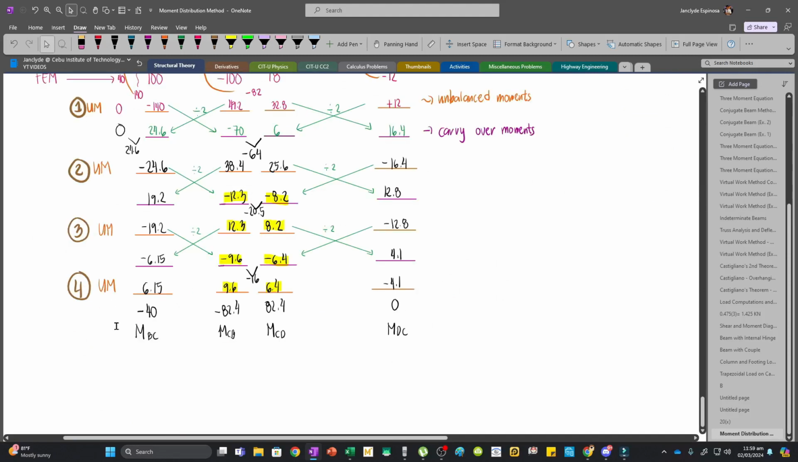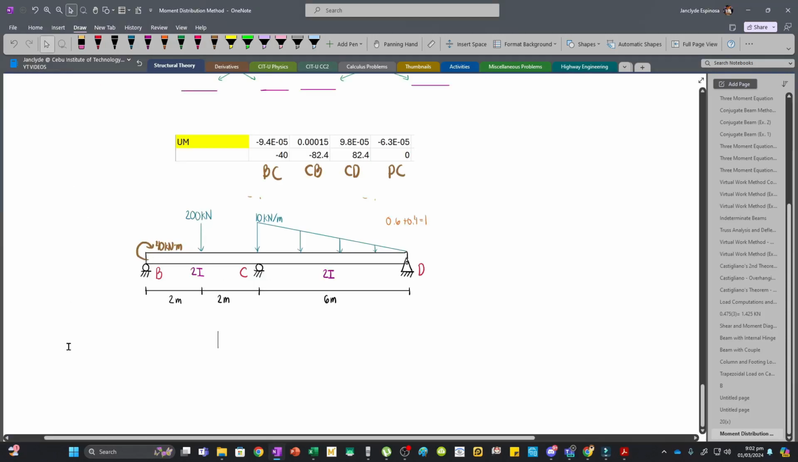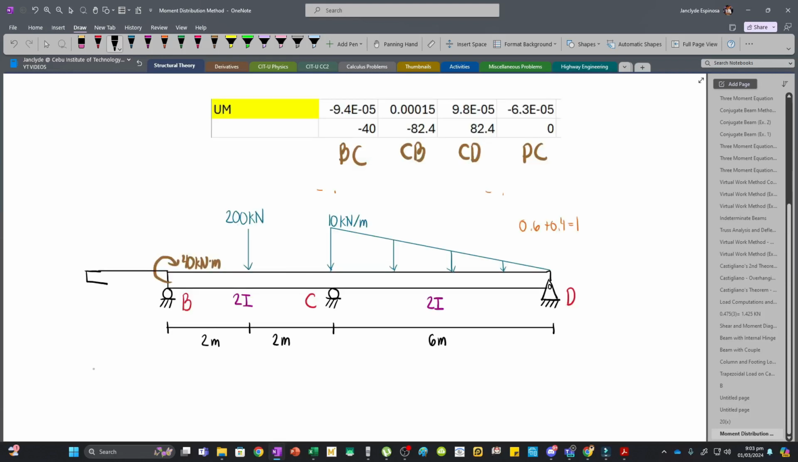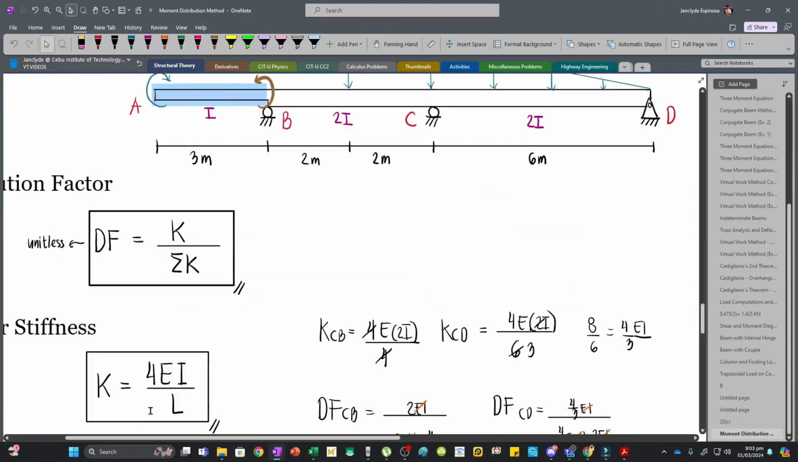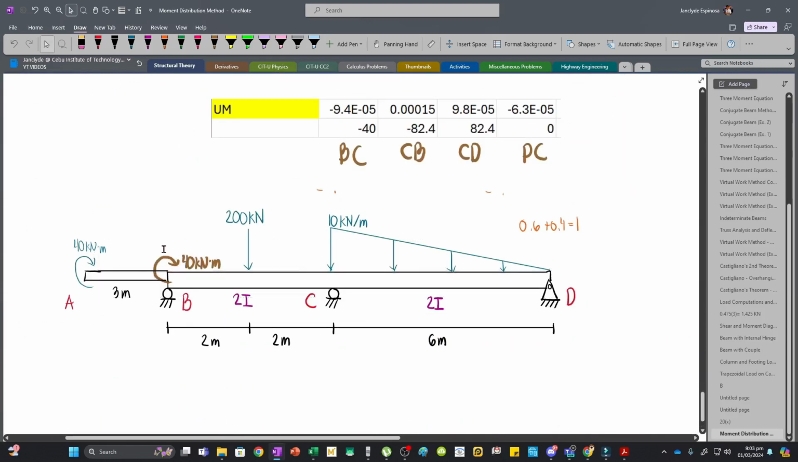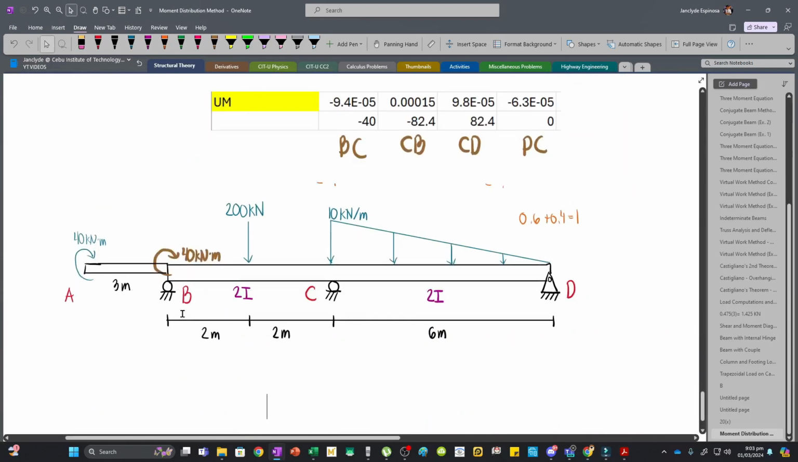And so we will now use these values so that we can solve the reactions. And so now, we'll actually bring back span AB para ma-analyze natin yung whole beam. So we have AB, which is 3 meters, and then we have an applied moment, which is 40 kNm. However, take note that itong 40 kNm, this is the moment at BC. So this is actually an internal moment. So let's first remove this one.